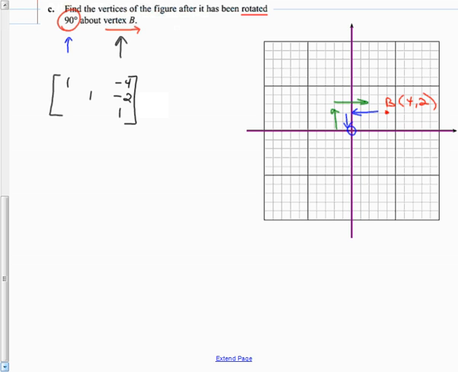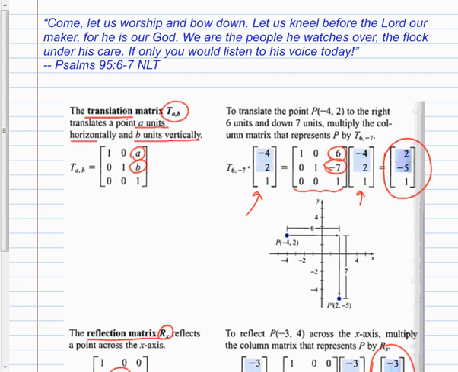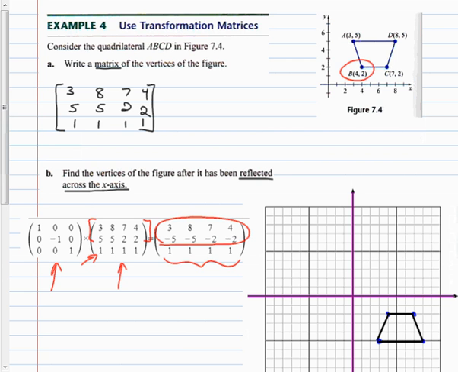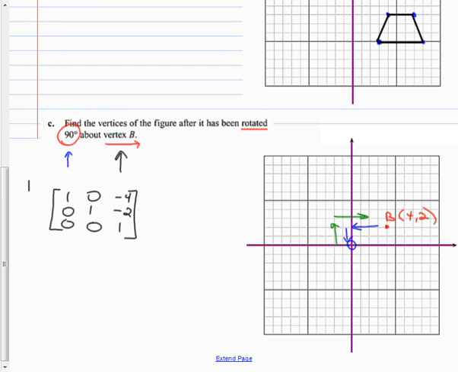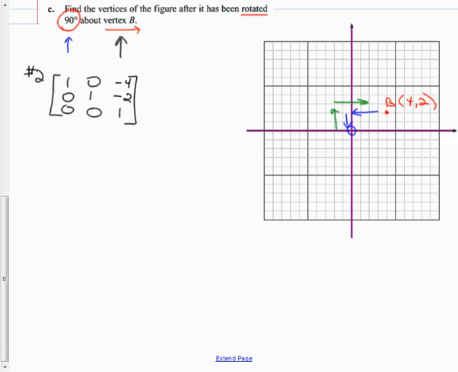1, 1, 1, 0, 0, 0, 0. There is the translation matrix. Let's come right back over here. There it is, the translation matrix. So I'm using this matrix to translate it over to the origin. Then, after we do that, that will be our step number 1. Then our step number 2 is going to be rotated 90 degrees.